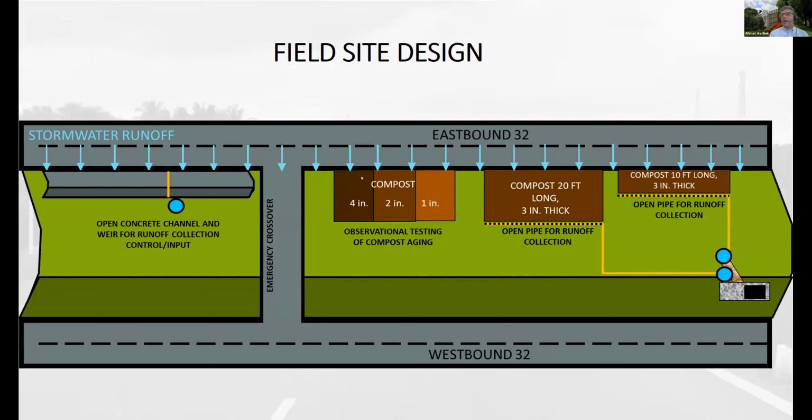So this is the schematic diagram of different types of test setups in the location. We have a 10 feet long, 3-inch tank, and 3-inch would be about 7.5 centimeters, and 10 foot would be about 3 meters. And then other ones also listed here. So we have the compost at different thicknesses and compost at different lengths. And of course, we have a control system here too. And then we are collecting the stormwater runoff originating from the highway.